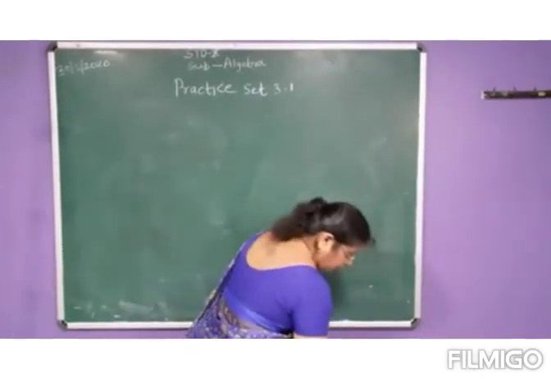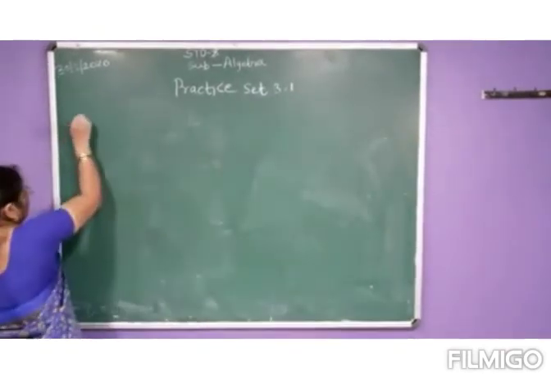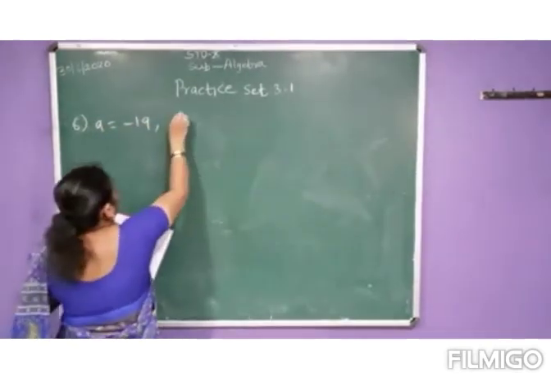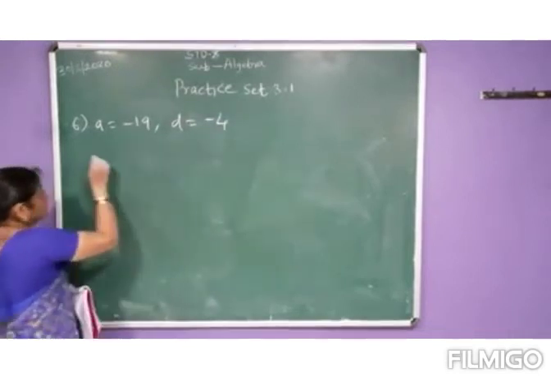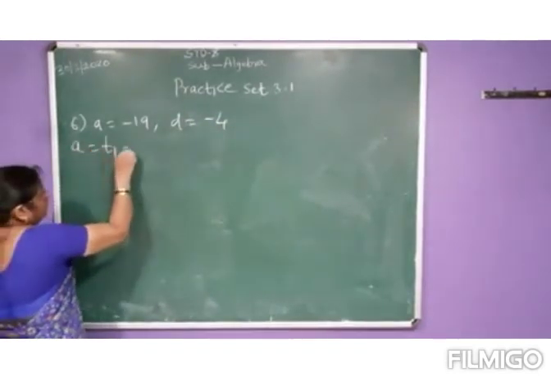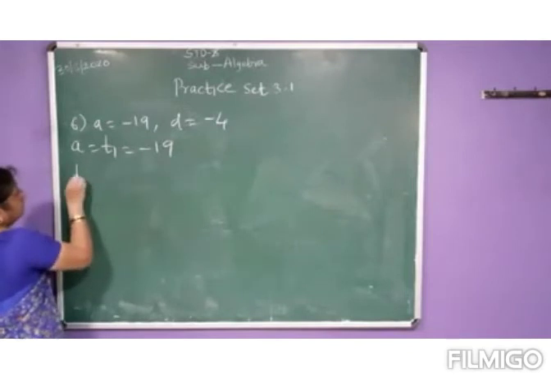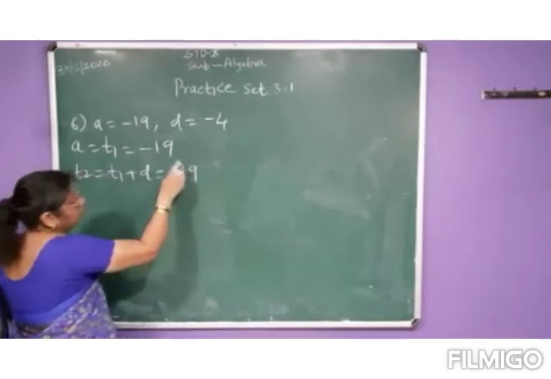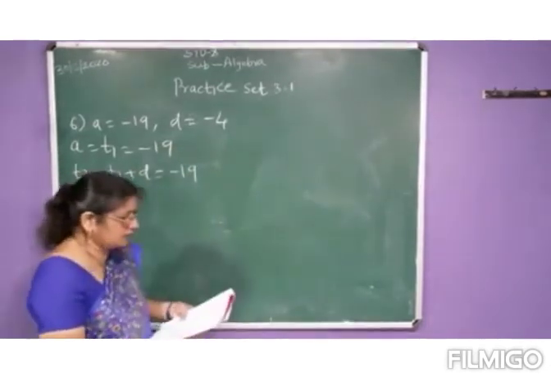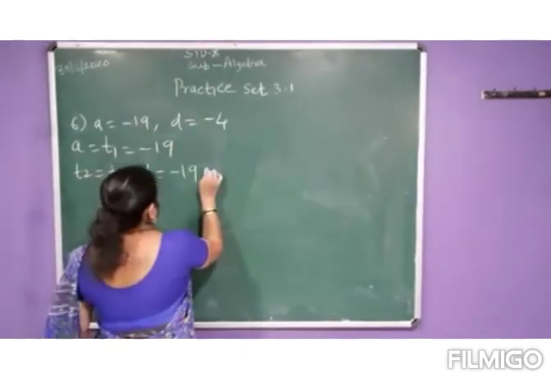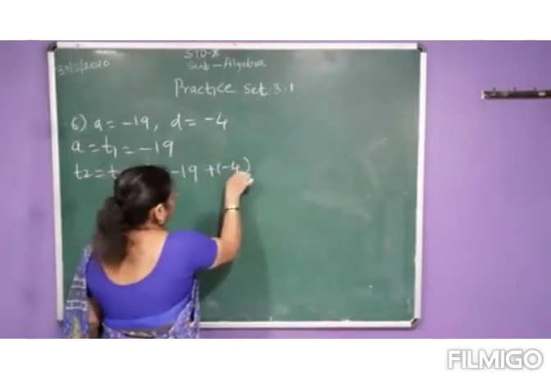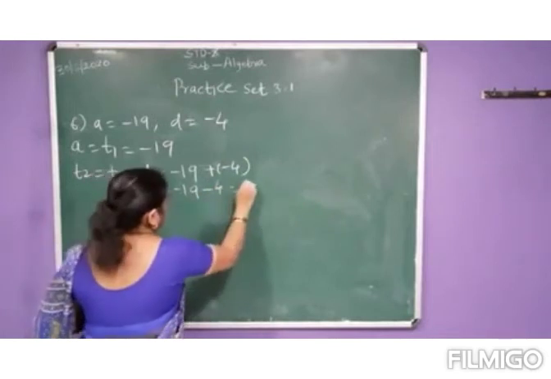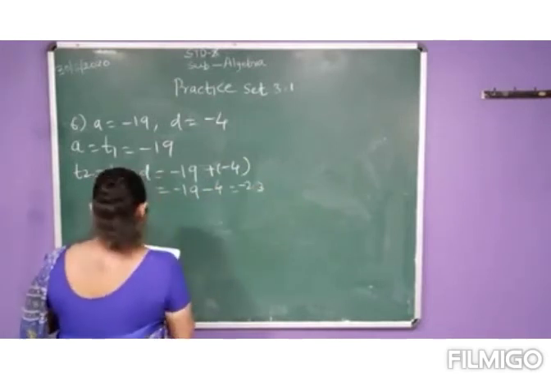Now we will go for the sixth one, where a is equal to minus 19 and d is equal to minus 4. Now T1 is minus 19. Now T2 I need to find out, T1 plus d. Minus 19, and d is again minus 4 which is given over here, so plus minus 4. Okay, so minus 19 minus 4, so it will become minus 23.